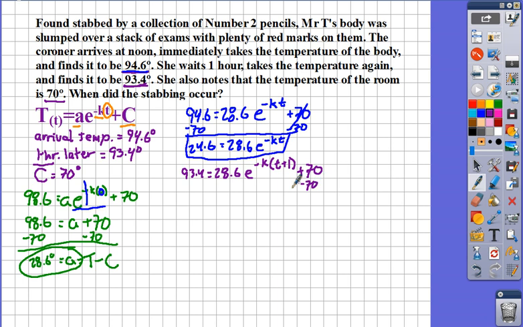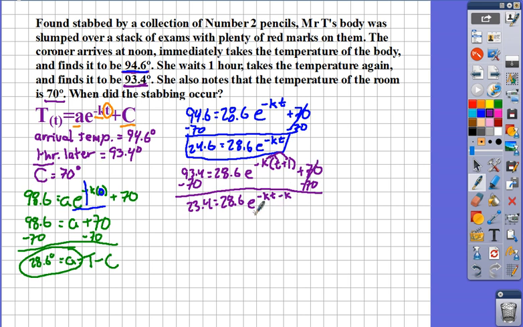Again, we're going to do the same thing. Let's move that 70 degrees right on over here. So cancel that out. And over here, we're going to get 23.4 equals 28.6 times E. And now, I'm going to distribute that K. And I'm going to get negative KT minus K. Okay, now, here's something we're going to do before we do one more thing.